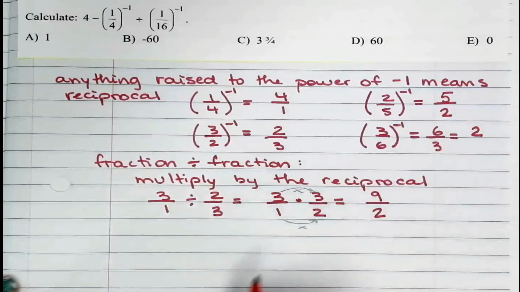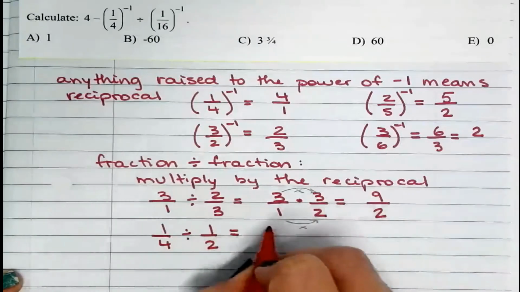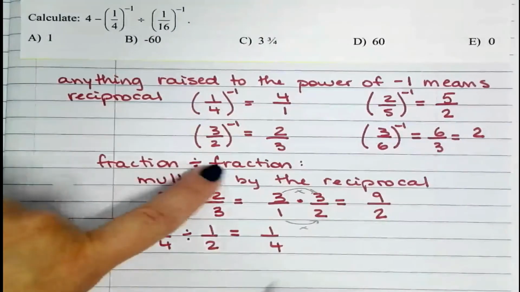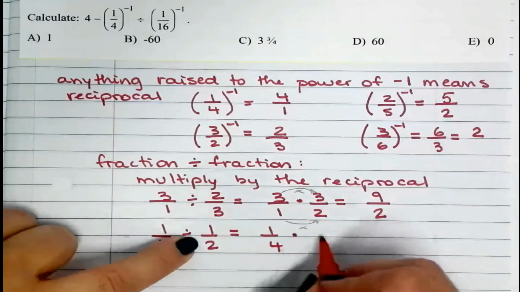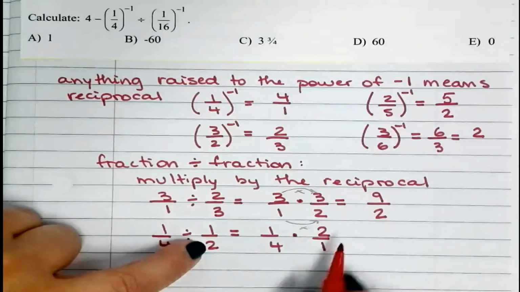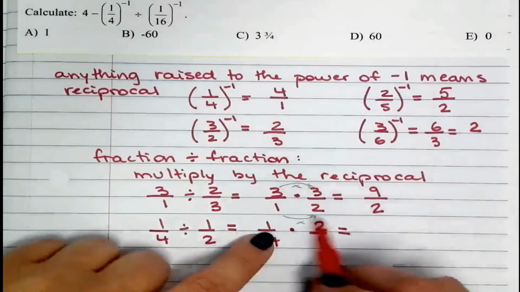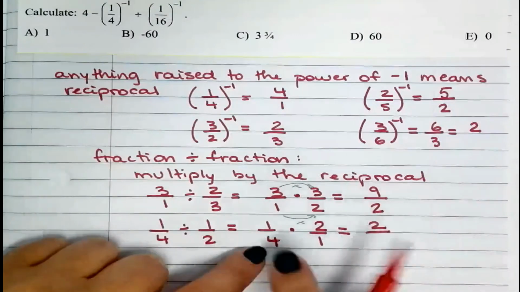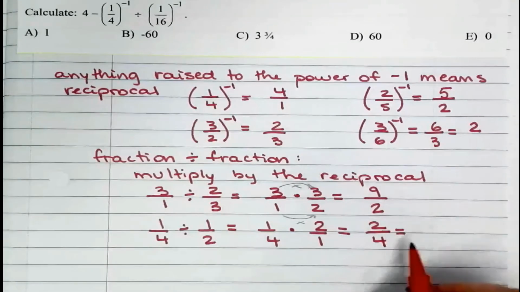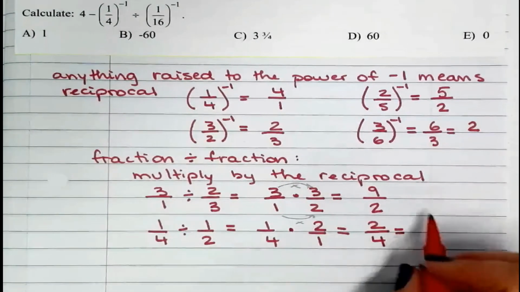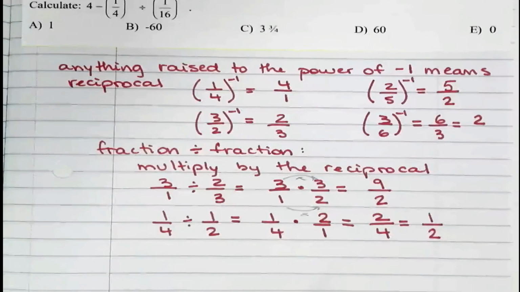All right, how about 1/4 divided by 1/2? It says fraction divided by fraction, multiply by the reciprocal. So we have 1/4 multiplied by the reciprocal of 1/2, which is 2/1. Now you multiply across. 1 times 2 is 2. 4 times 1 is 4. Then you have to simplify the fraction. 2 divided by 4. Always simplify the fraction. 1/2.